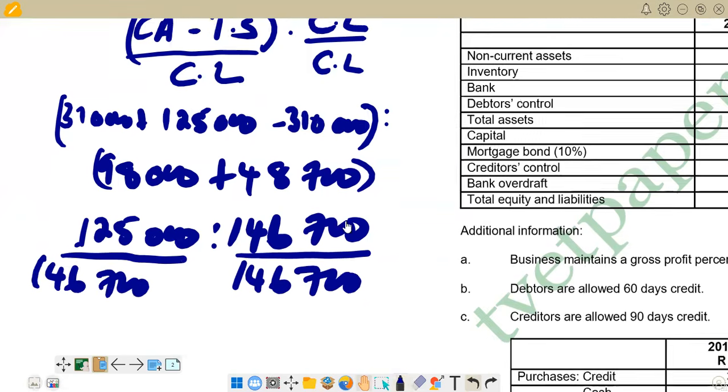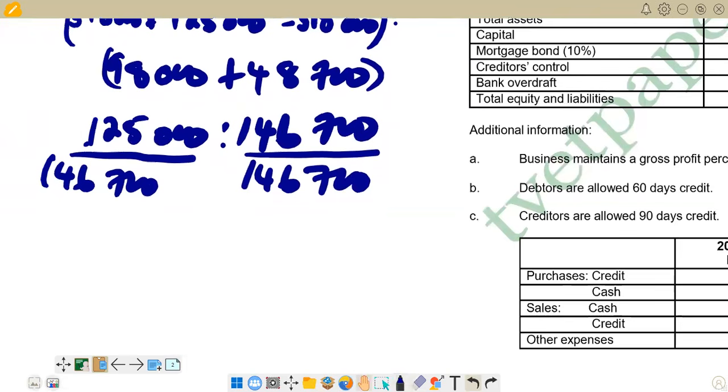And then obviously on this side we are going to get a 1. So we express it as a 1 there. Then we say 146,700 there. Here we've got a 1. So 125,000 divided by 146,700. If you punch it correctly in your calculator there, you're going to get 0.85207.